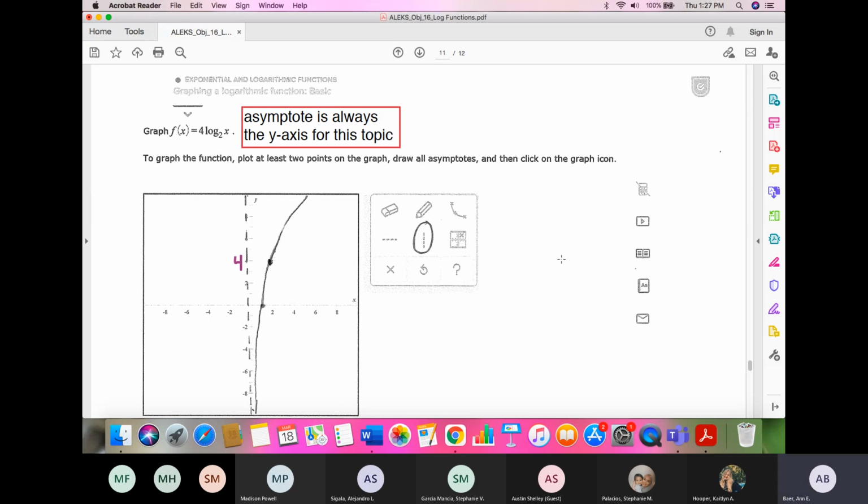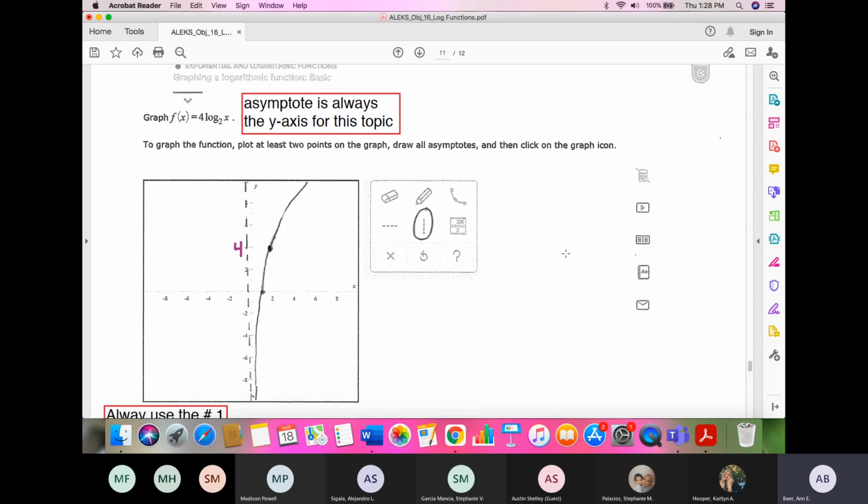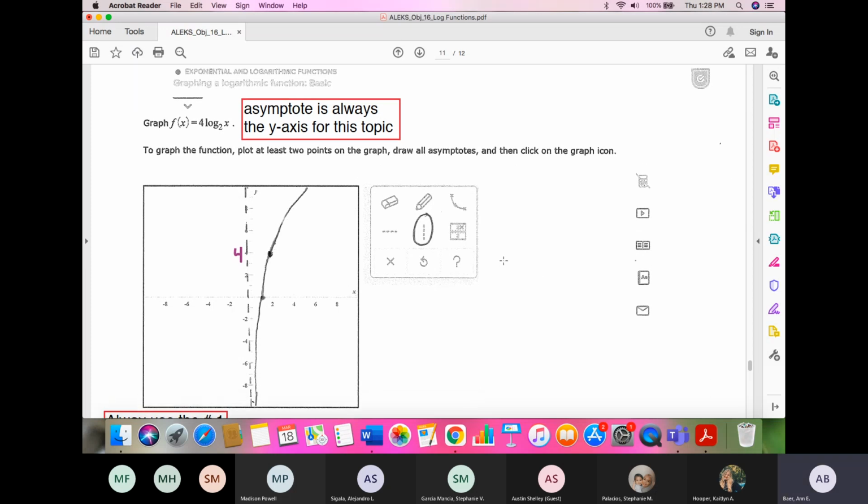Now we looked at graphing an exponential function on Tuesday, and we found out that the asymptote was always the x-axis. We are now going to graph logarithmic functions, and it turns out that the asymptote is always the y-axis for this topic. So you might want to jot that down.